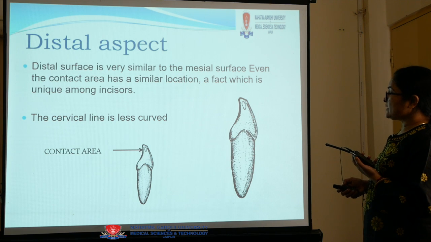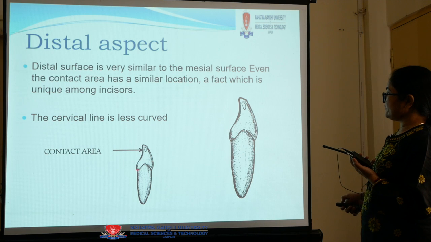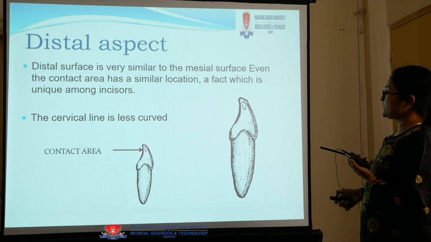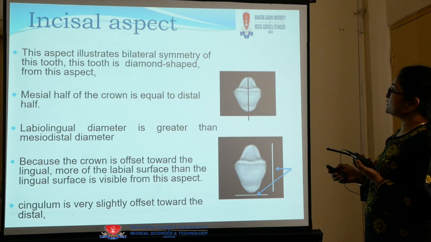The cervical line has a curvature in the incisal direction, but it is comparatively less in extent when we compare it with the mesial side. This is the contact area present in the incisal third. Here the cervical line has comparatively less curvature, around 2 mm.